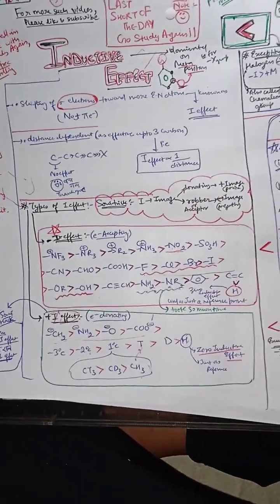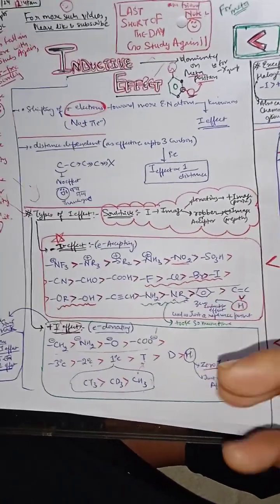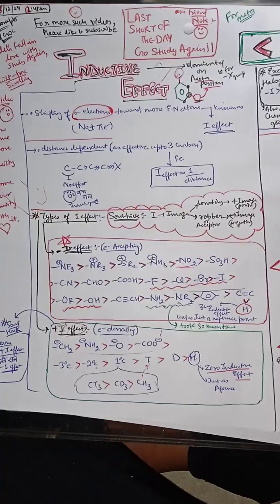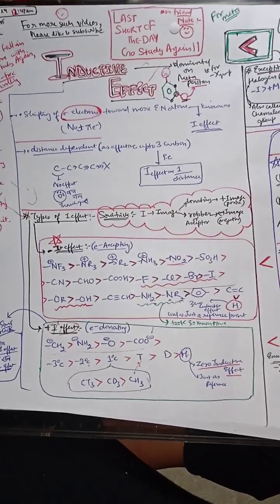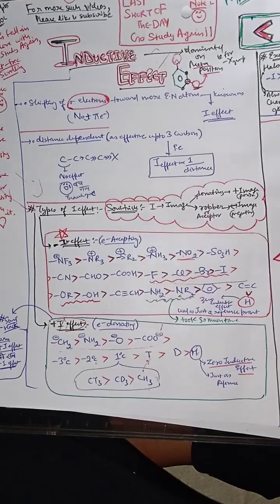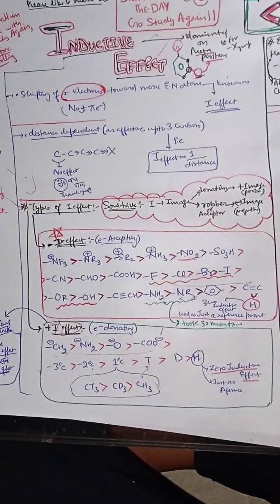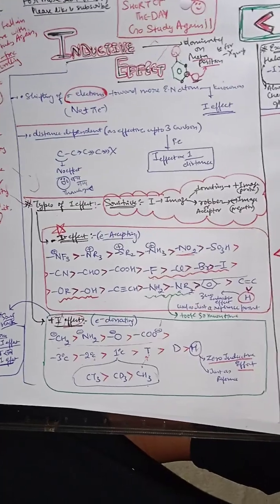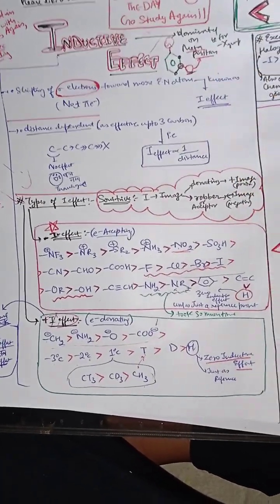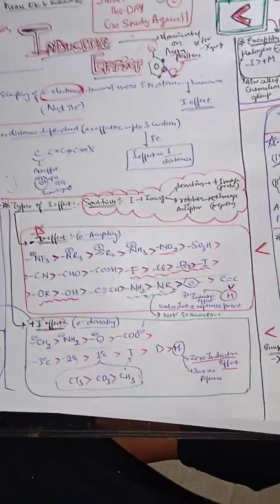This effect is not so important in general, but it is important when we are talking about the meta position. Only then is this effect really useful. Otherwise, at the other positions, the mesomeric effect dominates over the I effect. So we can say that it is really important when we are talking about the meta position, but for other positions it's not important at all.